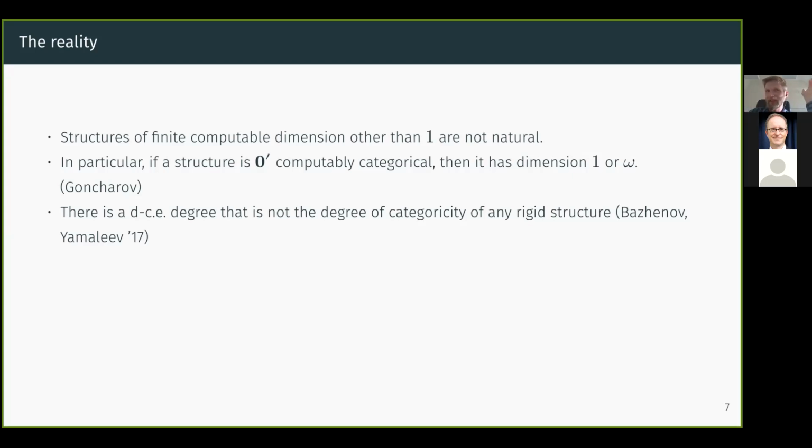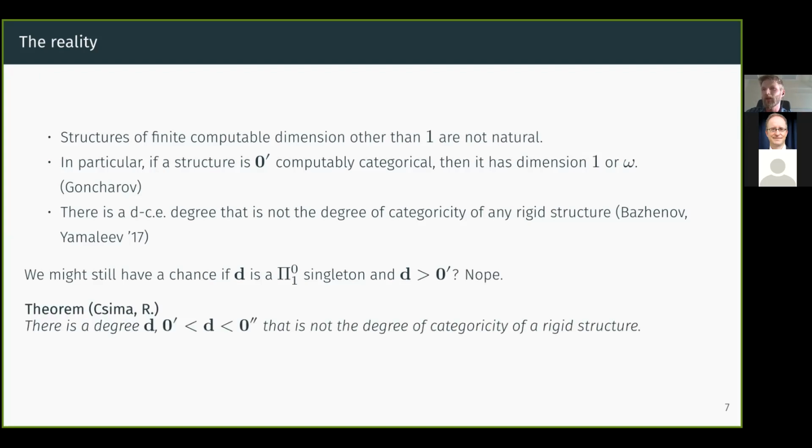But also rigidity is a problem. Yamalev and Bashenov showed that there is a DCE degree that is not the degree of categoricity of any rigid structure, but every DCE degree contains a pi01 singleton. So this also contradicts my example. Well, okay, then I thought, maybe I still have a chance. What if D is a pi01 singleton and D is bigger than 0 jump? Well, the answer is unfortunately no. I still can't do it.